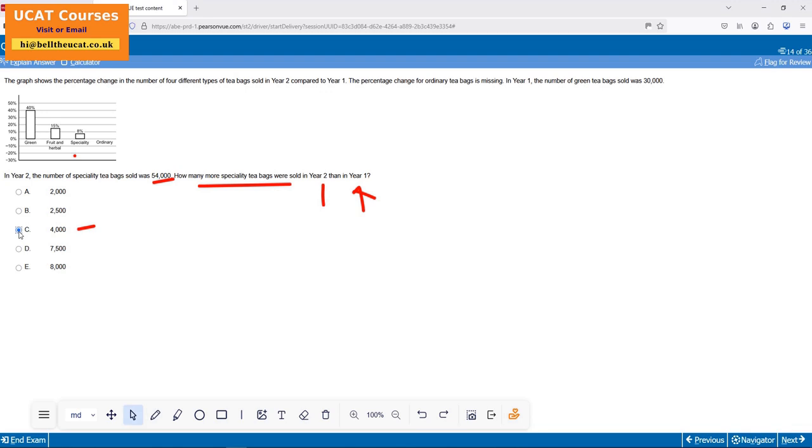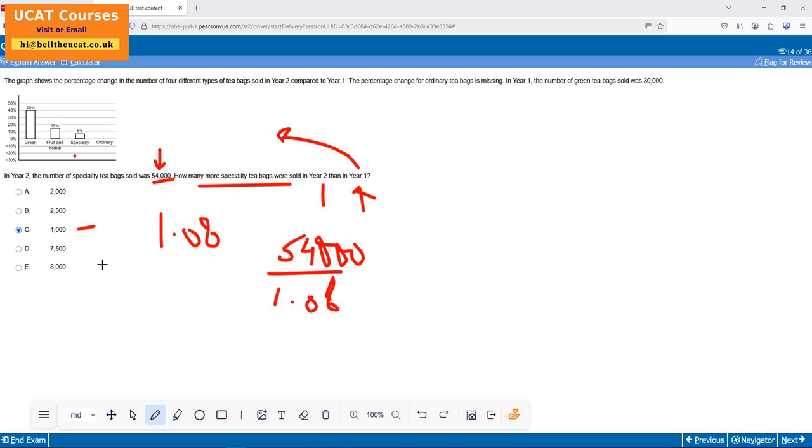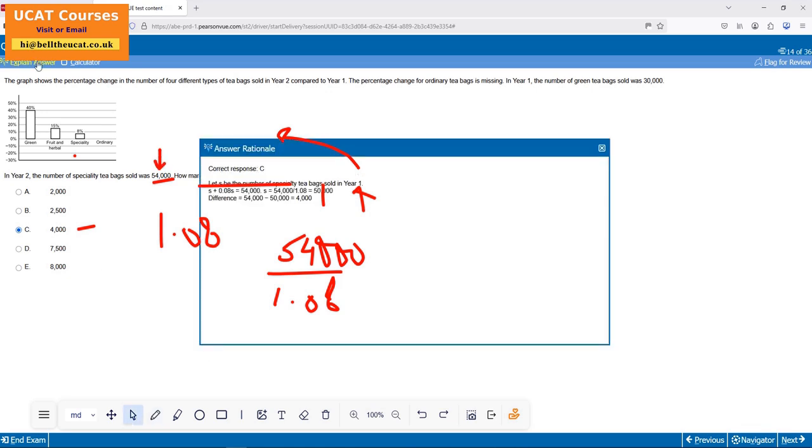Right, so one more time. It's the number of specialty. I've got an 8% increase. If it's an 8% increase, my multiplier has to be 1.08. Ready? In year one, second tip: if you're going to year one, you need to do a reverse percentage, which is you do 54,000 divided by 1.08. We end up getting 50,000. Ready? 54,000 take away 50,000 is 4,000. Bravo, that's the answer. Let's see if you're good. Boom, we are. 4,000 it is.